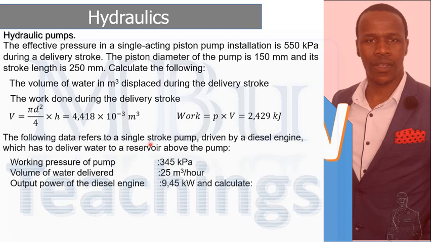The following data refer to a single stroke pump driven by a diesel engine which has to deliver water to a reservoir above the pump. Then we are told the pressure, the volume, 25 meter cubed per hour. So that means this is the volume in an hour. Then we are given the output power of the engine. So that means it's actually the input power to the pump if it's the output of the engine.